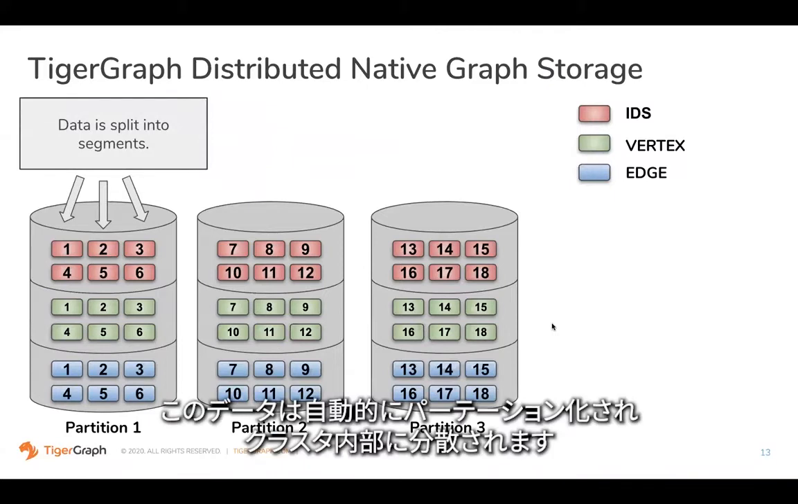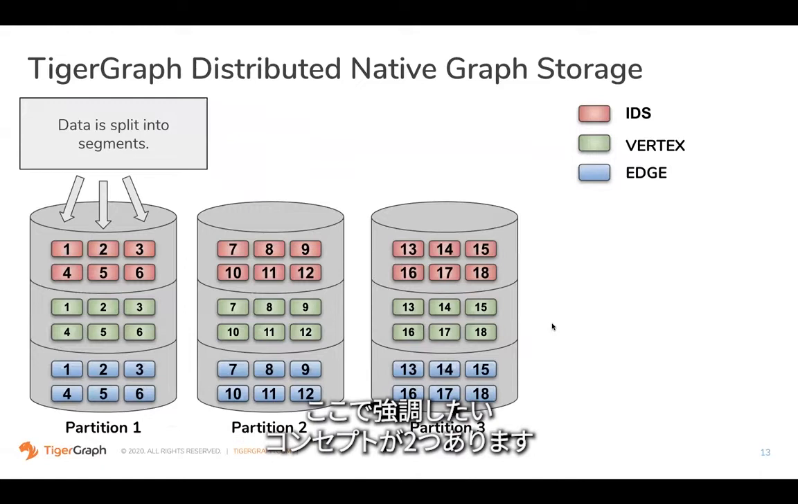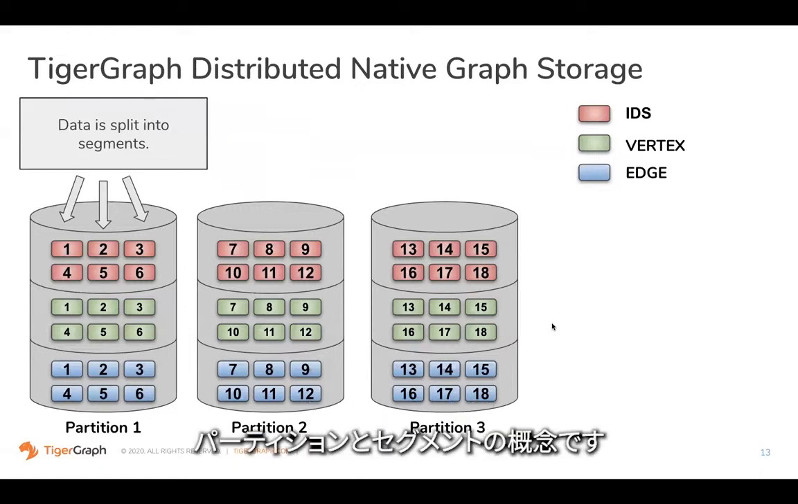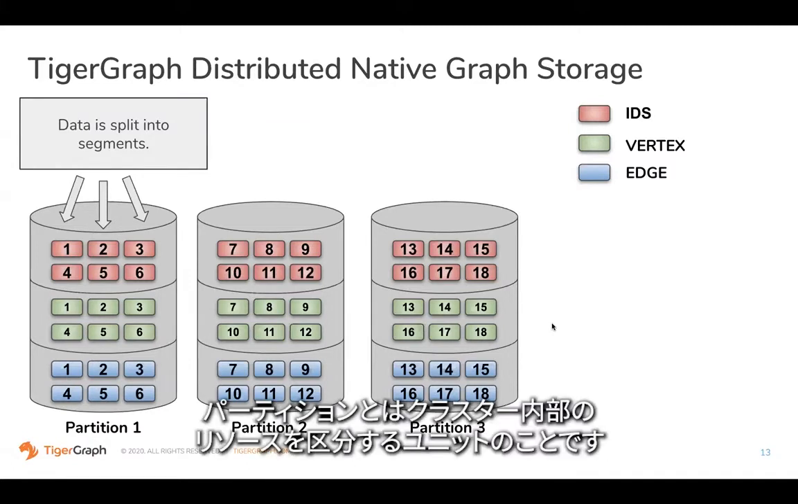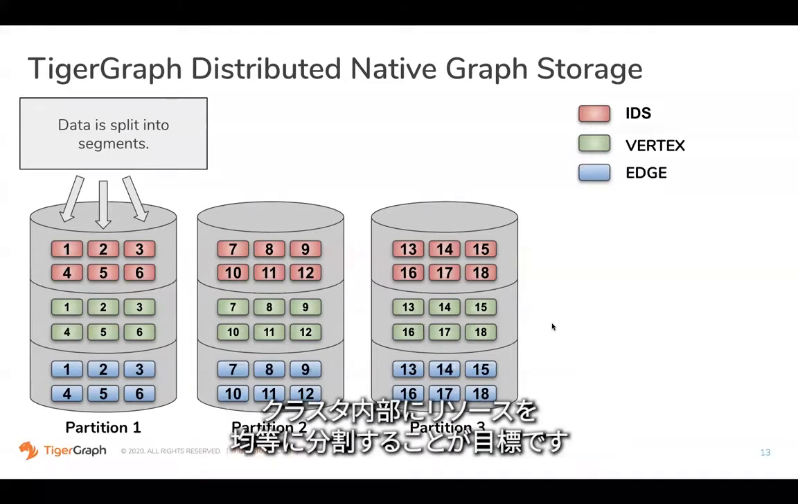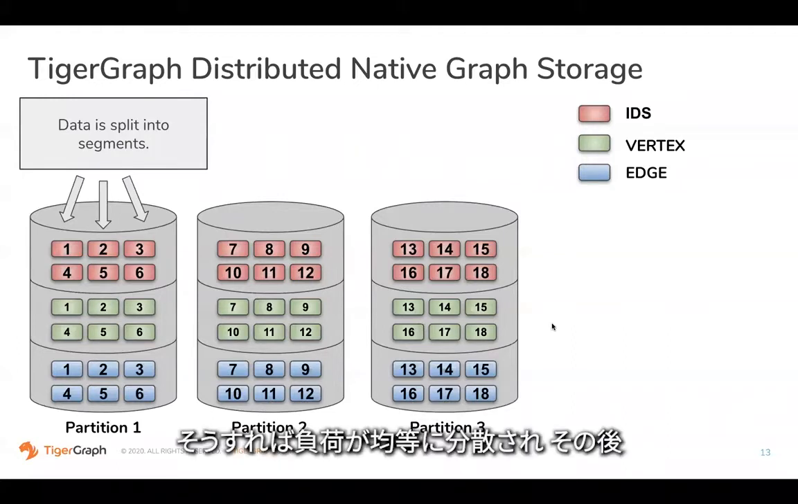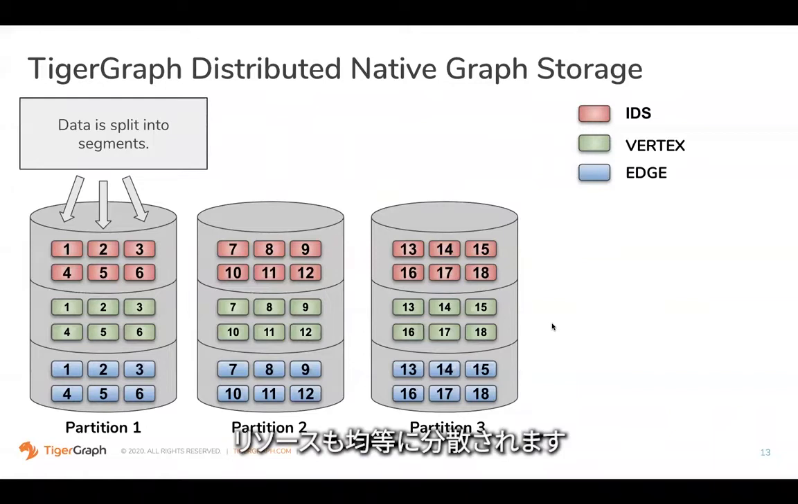And the principles there are, the data is automatically partitioned to distribute across the cluster, right? So there's two concepts that I want to highlight here. One is the concept of partition, and the second one is segment. Partition is the unit of division of resources in the cluster. So the goal is to partition resources uniformly across the cluster. Basically, this allows for even distribution of the load and the resource usage later.